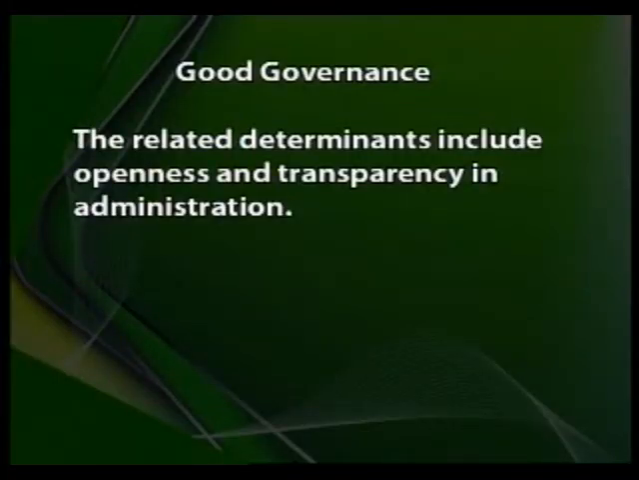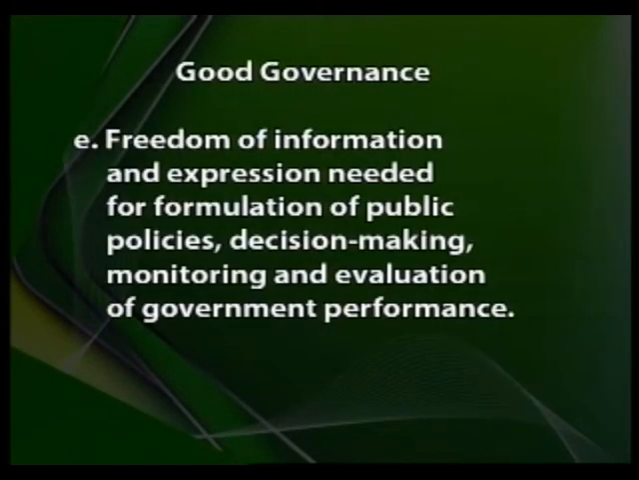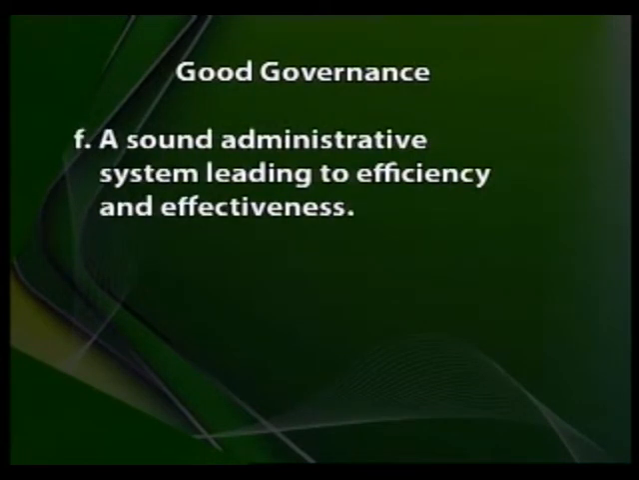The related determinants include openness and transparency in administration. It means public administration has to work in openness and transparency. Then freedom of information and expression needed for formulation of public policies, decision making, monitoring and evaluation of government performance. This is one of the important aspects. It also includes independent analysis of information by professional bodies, including the universities and others, needed for a civil society. A sound administrative system leading to efficiency and effectiveness.